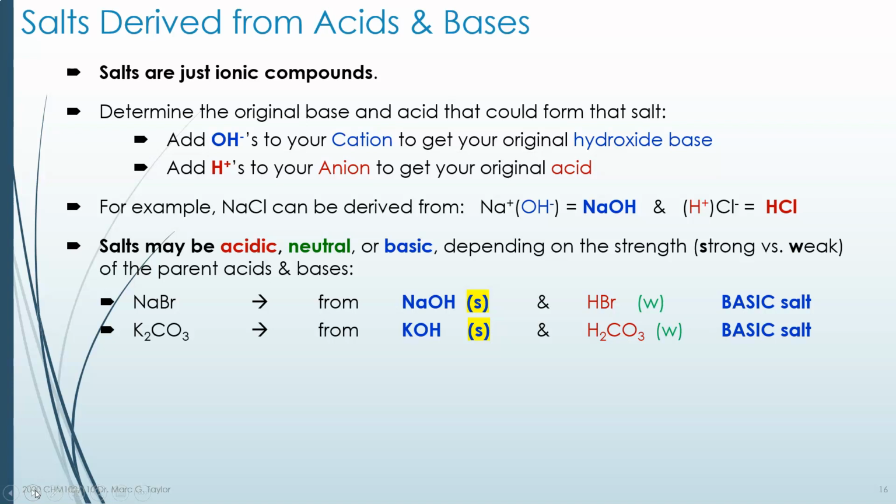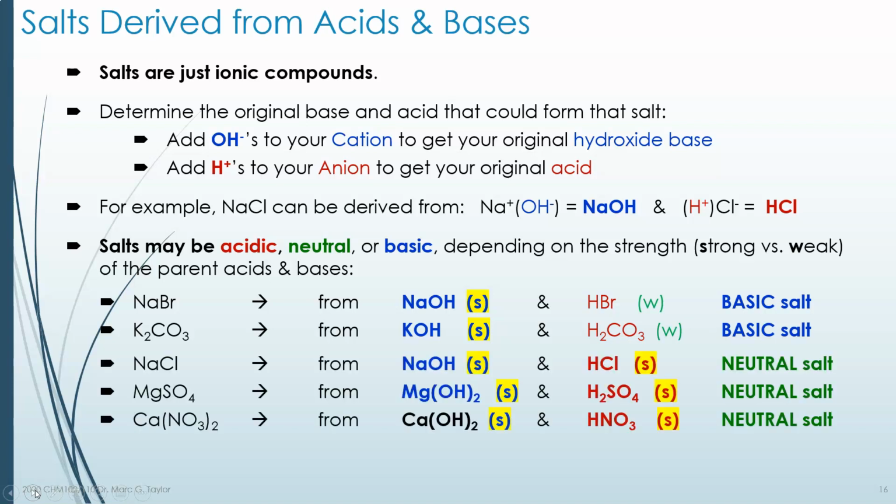Potassium carbonate, K2CO3, that would have been generated from KOH, and the CO3 turns into carbonic acid, H2CO3. KOH is another strong base. Carbonic acid is a weak acid, so the strong base wins out, and therefore potassium carbonate, K2CO3, is considered a basic salt.